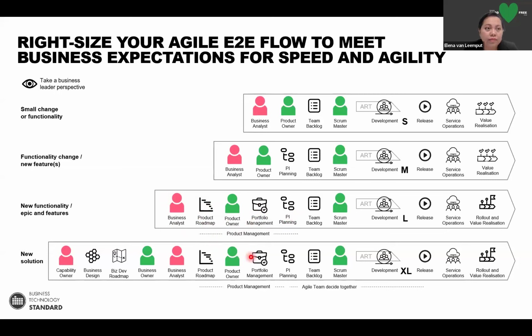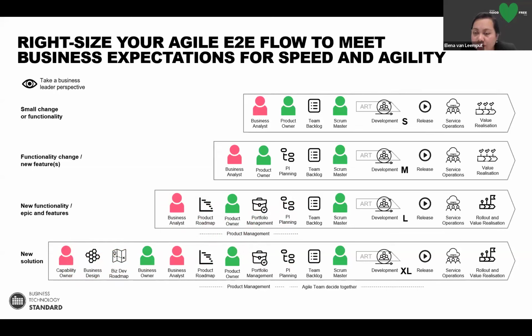And here, if we have new solutions, this is even more complicated. So the business will know that, okay, I'm expecting it to go through, of course, business design, the business development roadmap, and so on and so forth. So this BTS is very good at understanding these approaches.